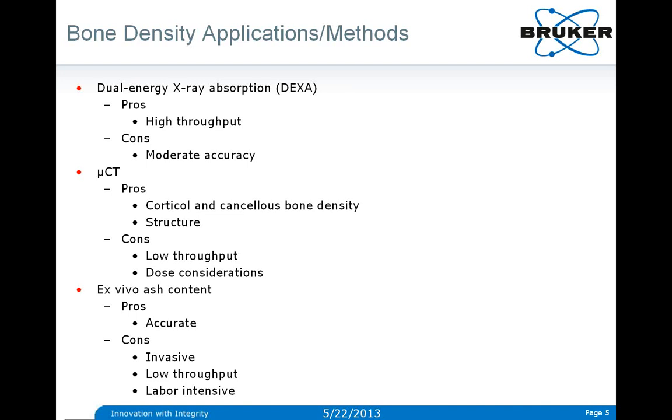A third technique would be ex vivo ash content. An advantage of this is that it's highly accurate. Disadvantage of this, it's very invasive. Typically, you need to use multiple cohorts for multiple time points. Animals frequently have to be sacrificed. It's relatively low throughput and highly labor intensive.